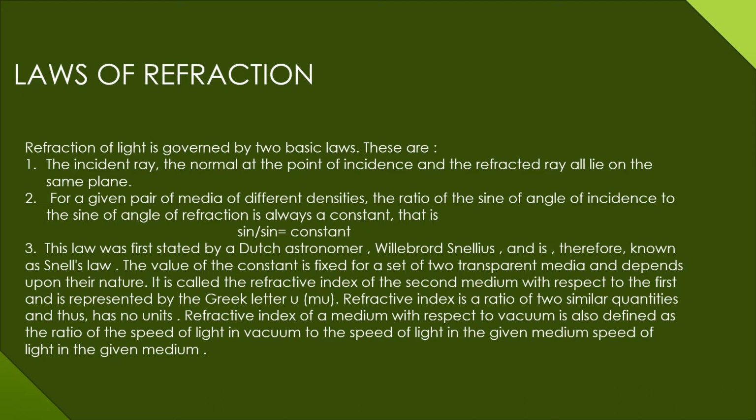The value of the constant is fixed for a set of two transparent media and depends upon their nature. It is called the refractive index of the second medium with respect to the first and is represented by the Greek letter mu. Refractive index is a ratio of two similar quantities and thus has no units. Refractive index of a medium with respect to vacuum is also defined as the ratio of the speed of light in vacuum to the speed of light in the given medium.